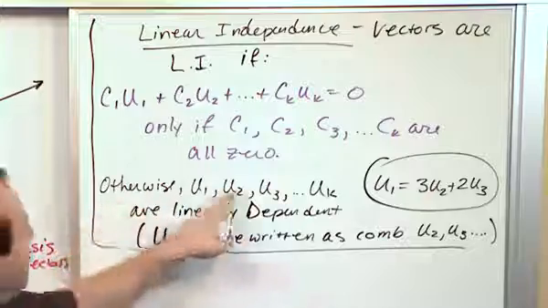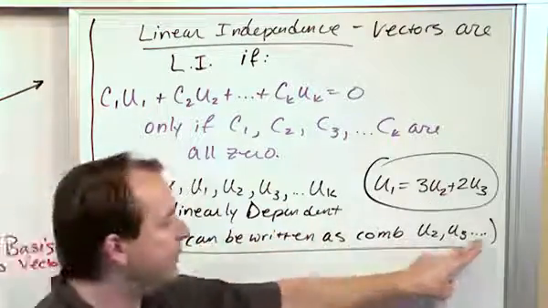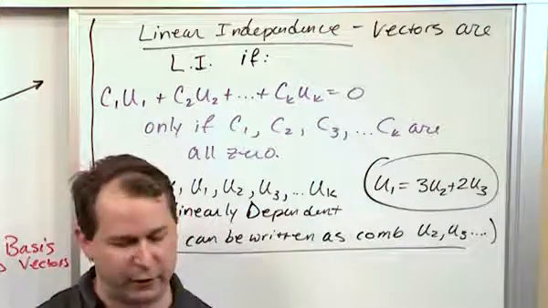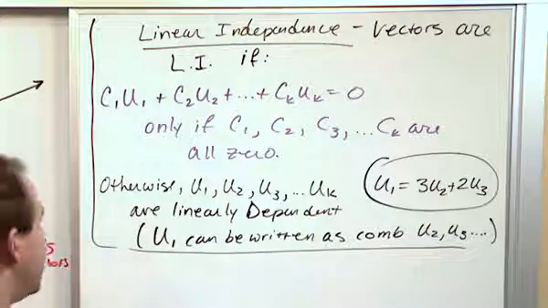It says right here, otherwise these vectors are linearly dependent. U1 can be written as a combination of the other vectors. U2 might be able to be written as a combination of the other vectors, and so on. All right? So I've talked about it enough. I hope you understand it.